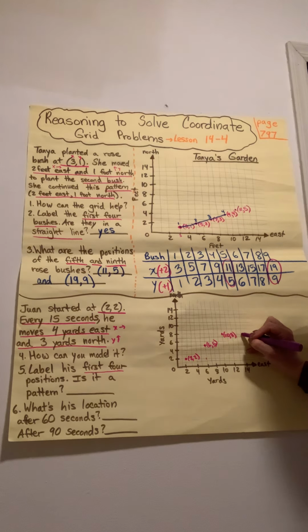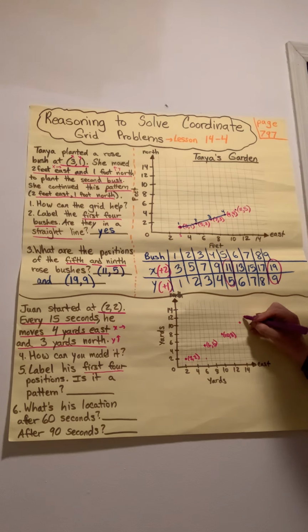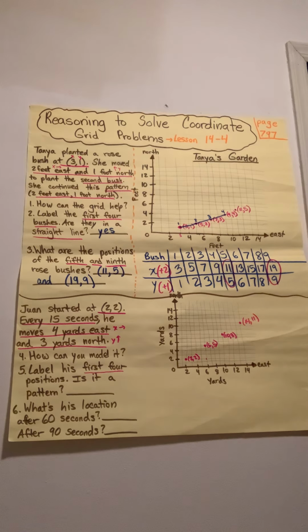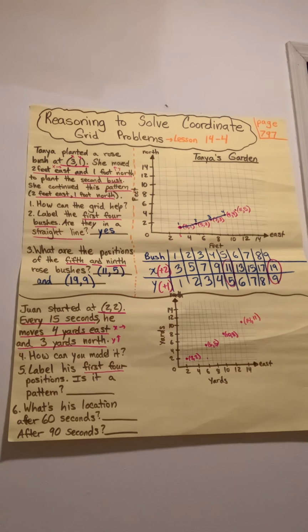1, 2, 3, 4. Looks like I end up on 14. That makes sense. And then up 3, 1, 2, 3. Looks like I end up between 10 and 12. That's 11. Does that make sense? Yes, 8 plus 3 is 11. Good. So there's my first 4 points.